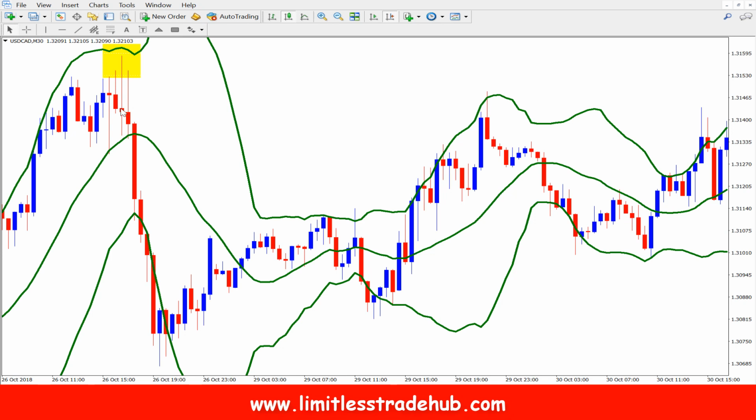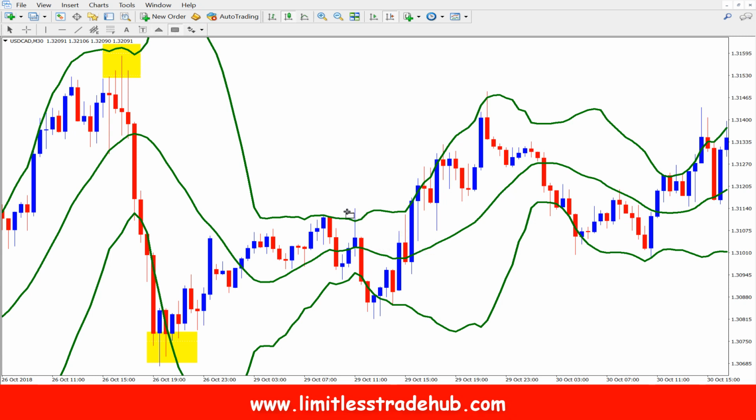Now we know the core strategy: when price touches the upper band and is rejected from it, we will sell. So every time it touches the upper band, price falls, then price touches the lower band and gets rejected. When price gets rejected, with this long wick, we will buy. We will see this long wick rejection at the upper side, we will sell.